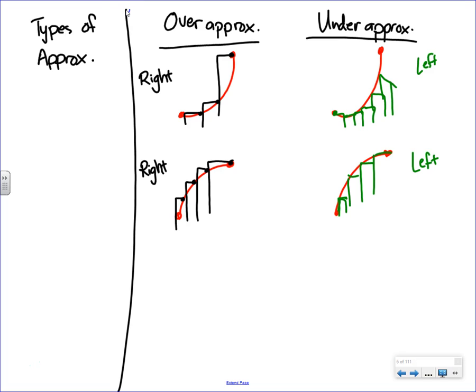So if the function is increasing, what's true about both of these concavities? They're different concavities, but what's the same? They're both increasing. So we can say from that, when f is increasing, or we could say even when f prime is increasing, right? When f prime is increasing.